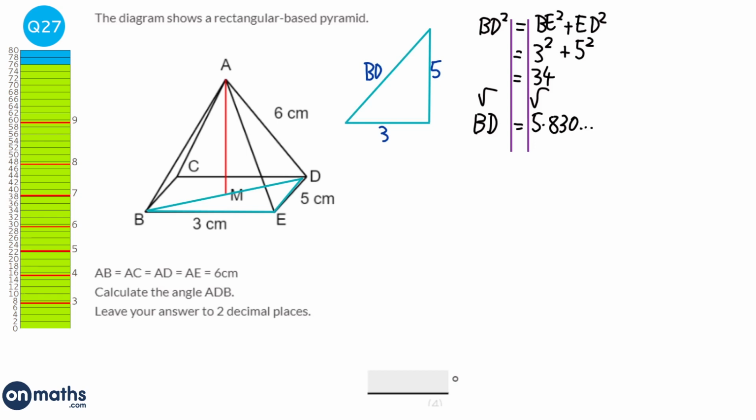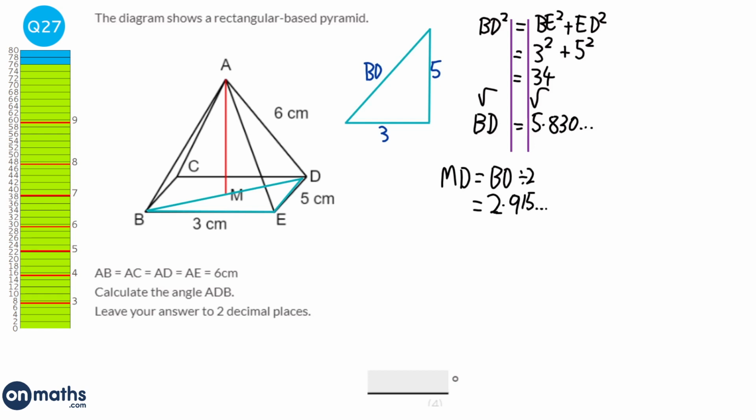Now M is a midpoint in this diagram. So all we do to work out what MD is, is get BD divided by 2, and that's going to equal 2.915, and so on. I'll keep it in my calculator still.